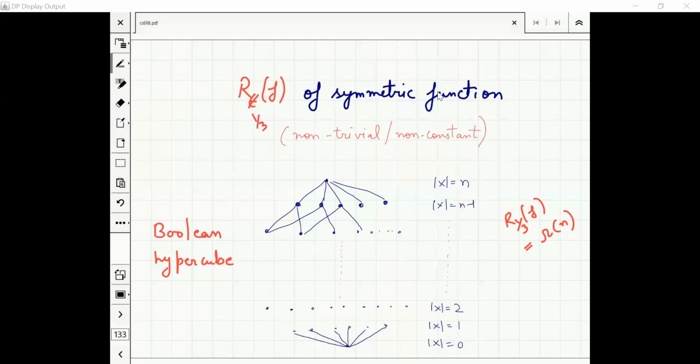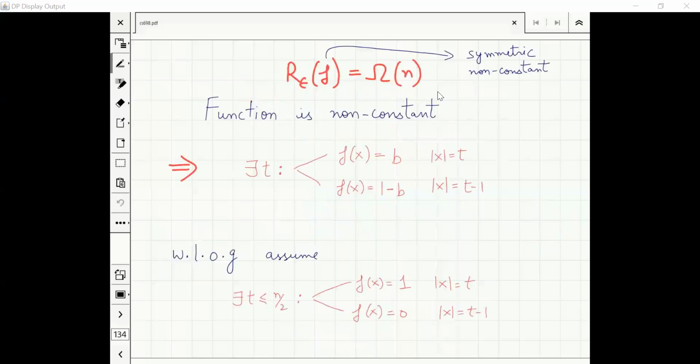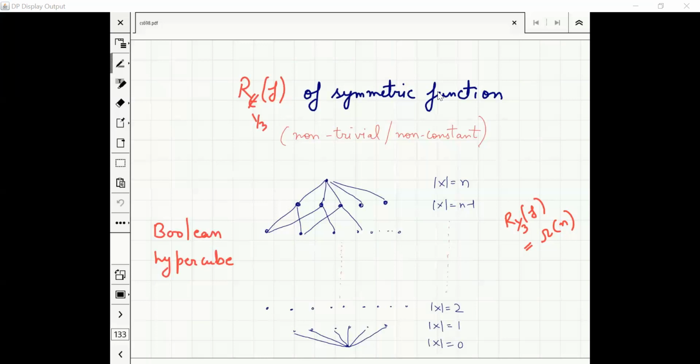Sir, I think you mentioned sometime earlier, not in this lecture but many lectures ago, that d of f for symmetric functions is conjectured to be big O of n. Oh, the degree of f. You don't mean d of f. You mean d of f or degree of f? See, d of f is actually n.